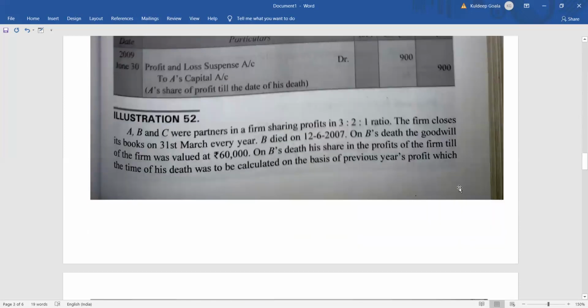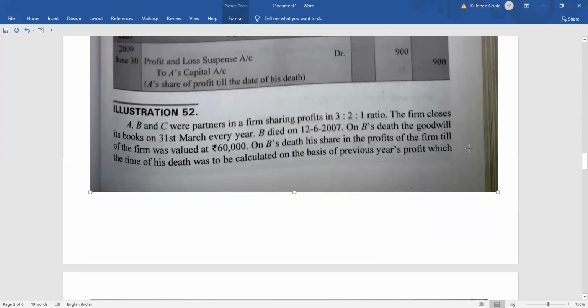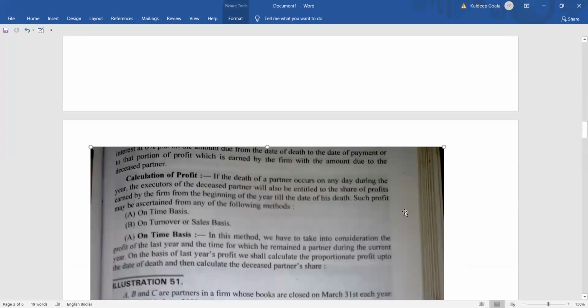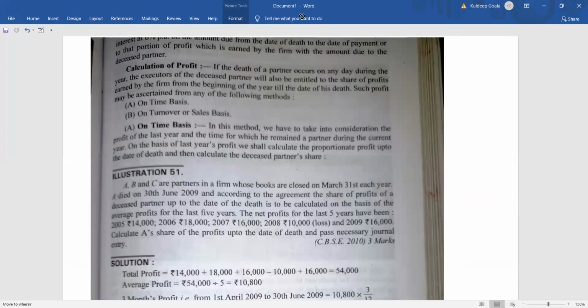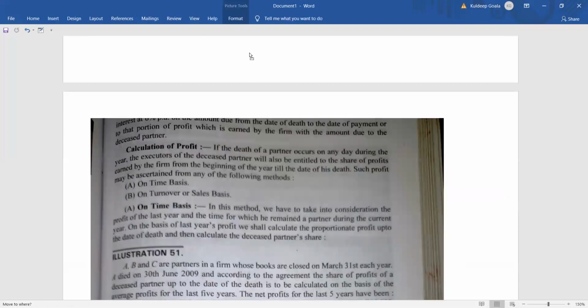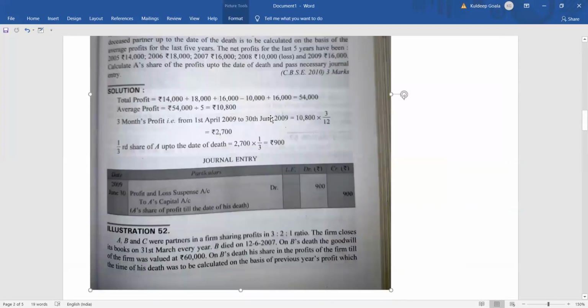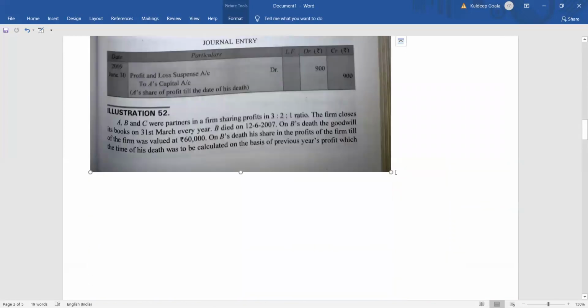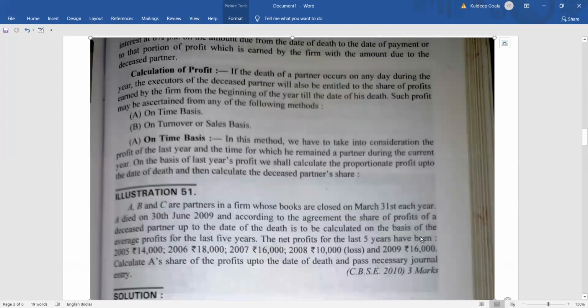Now we will go to the method of calculating the profit. How profit is calculated. So we know that there are two methods. There are basically two methods for calculation of profit. So what are the two methods?